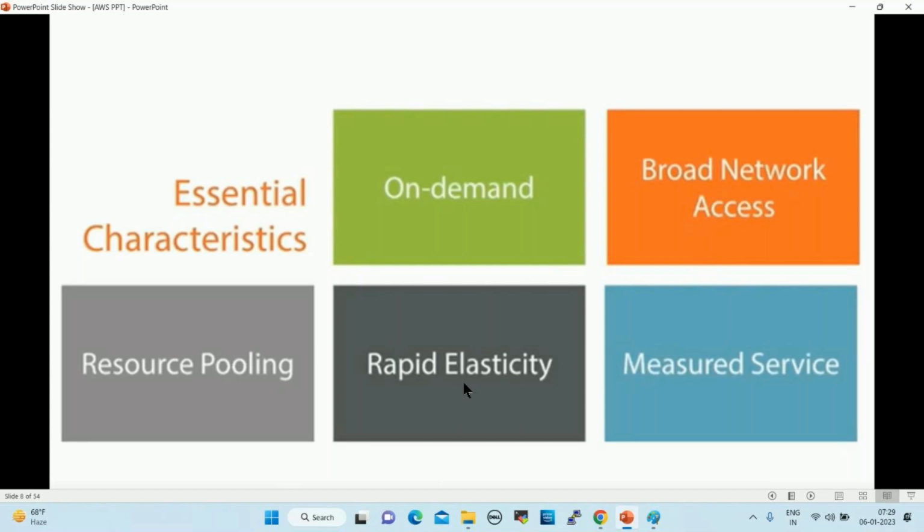So on the fly, I can increase the RAM, I can increase the storage, I can increase the processing speed. Rapid elasticity means whatever resources we are using, those are elastic. We can increase the resources, we can decrease the resources by a single click without any downtime.